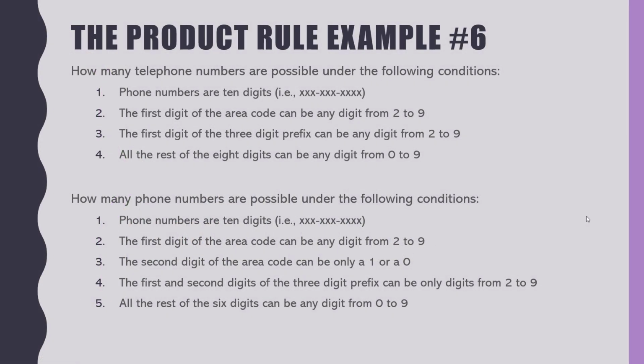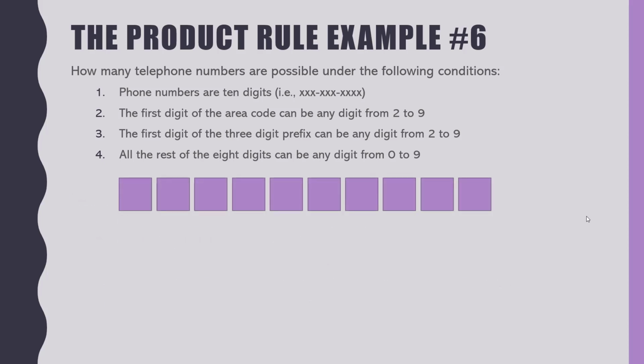Now with these kinds of problems, the goal today isn't to do the hard math. Just use a calculator for that. What I want to know is, can we understand what numbers I need to multiply together? That's the basic goal for today. So let's look at this first one. How many telephone numbers are possible under the following conditions? The first digit of the area code can be anything from 2 to 9. The first digit of the 3-digit prefix can be 2 to 9, and the rest can be 0 to 9.